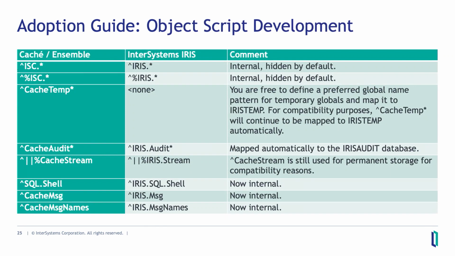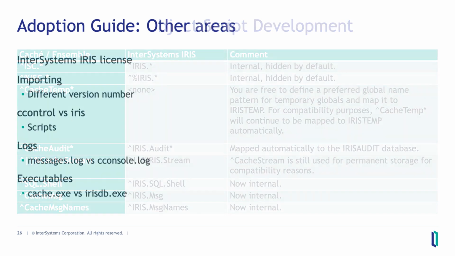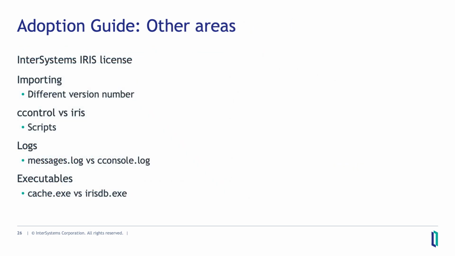So then for ObjectScript development, there are changes, right? A few of them are just called ISC, and now called IRIS. Caché temp, as such, does not exist, but still works. We're just mapping this internally. Caché audit is now IRIS audit, so we're trying to bring a little bit more structure and consistency here, but no real big surprises. And there's more on each of these. I just picked one of the tables and put it here on the slide.